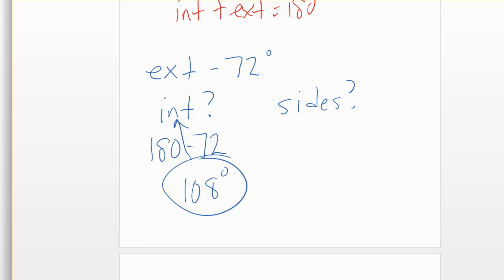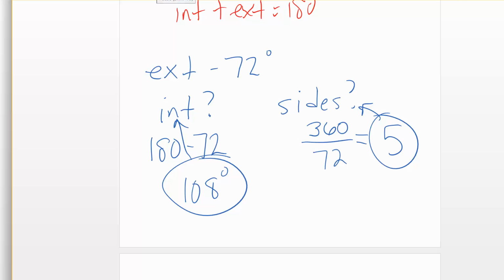How many sides does a figure have? Well, if they all add to 360, and each one of these exterior angles is 72 in a regular polygon, how many sides does it have? We take 360 divided by 72, and we get 5. It has 5 sides. So the exterior angle sum theorem we can use a lot. In fact, it gives us some shortcuts to doing problems.